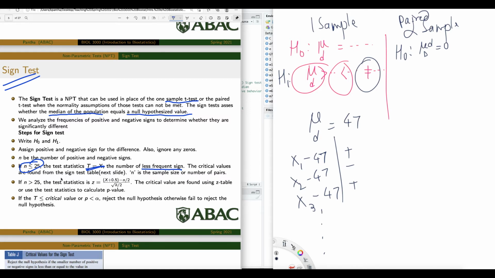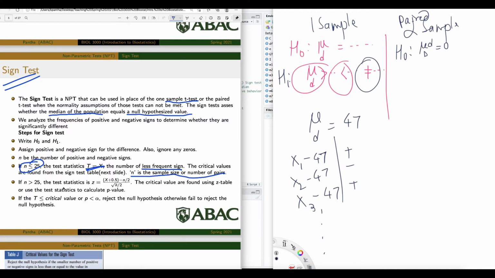The critical values are found from the Sign test table. I will show you the Sign test table. n is the sample size or the number of pairs. So n is again the number of pairs, right? Basically, it is the total number of positive signs, negative signs, and zeros. Because you should be counting 0 as well when you count n. But when you find x, or when you count the positive and negative signs, you ignore 0.